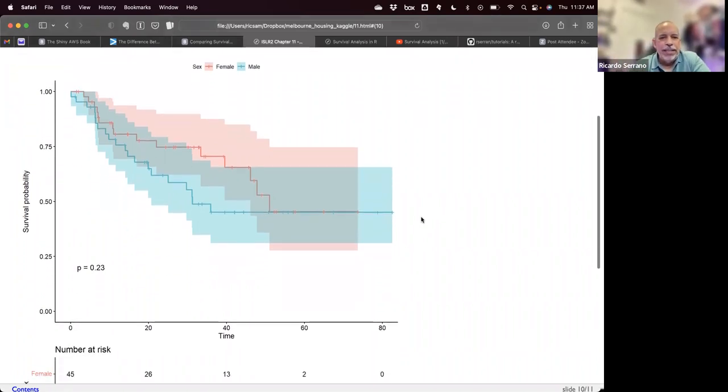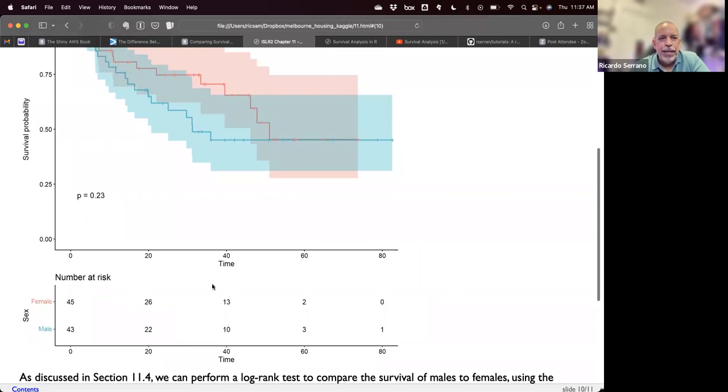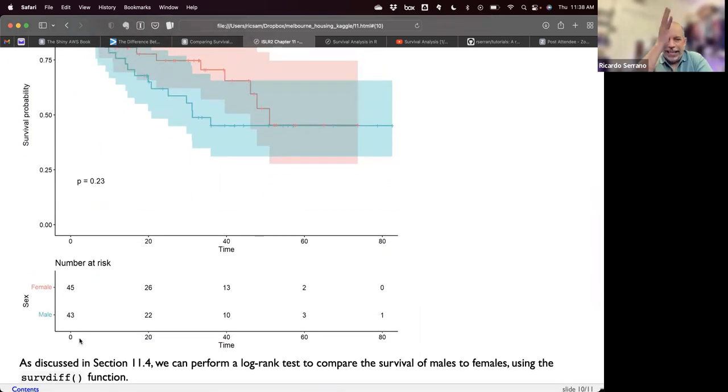In other words, can you say with a lot of assurance that the difference is significant? In this case, we're going to have a little bit of tabulation here. For example, at time zero, in that number at risk table, you have 45 females and 43 males that are alive. They have not reached the event yet. When you go to 20, according to your data, you have 26 females still alive and 22 males still alive. And so on, for 40, 60, and 80. When you reach 80, there are no more females, they passed away, and there's still one male.